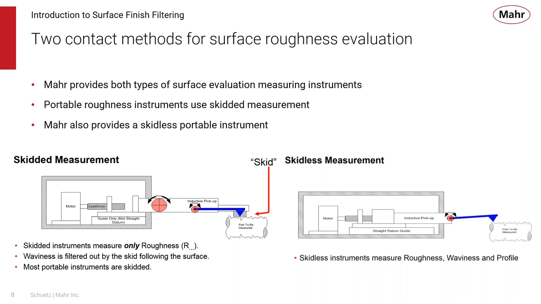Mahr also produces a skidless measuring system. These have a reference built into them and a precision probe or pickup that's again moved over the part. Because of the internal reference system, the probe can pick up not only the roughness, but also the waviness parameters. So two different systems operating similarly, but producing two different sets of data.